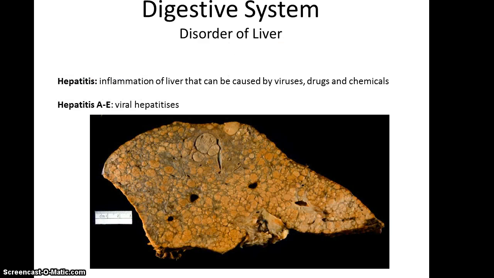Disorders of the liver. Well, there's hepatitis. Hepatitis is anything that causes an inflammation of the liver. It can be viruses, it can be drugs and chemicals, it can be anything. However, we mostly think of hepatitis in terms of the viral forms out there, and they all are difficult to treat and can lead to long-term health problems and even death.